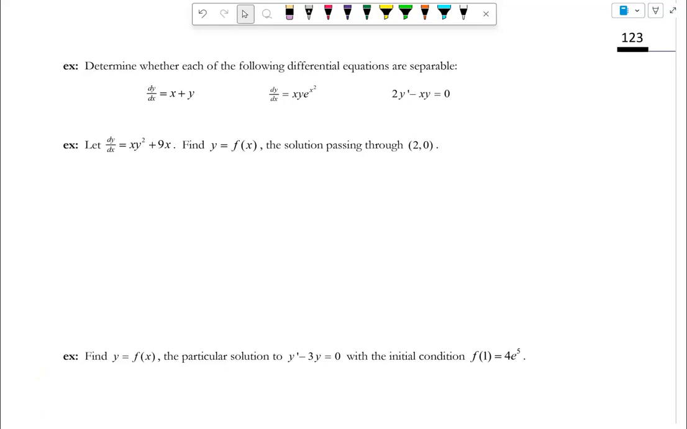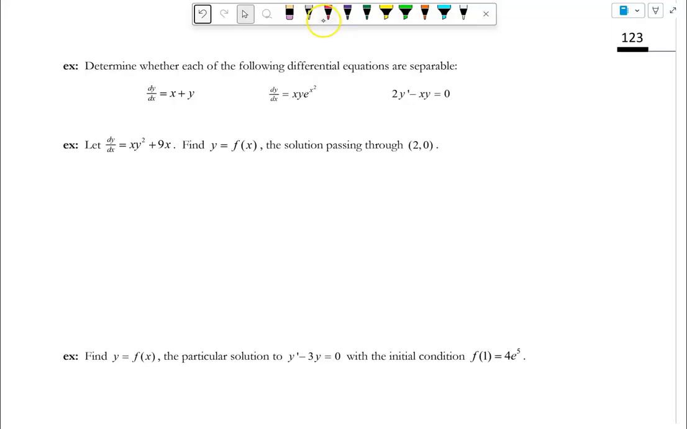So we've talked about solving separable differential equations. We need to make sure that we know what it means for a differential equation to be separable. So in this top example on page 123, it says determine whether each of the following differential equations are separable.